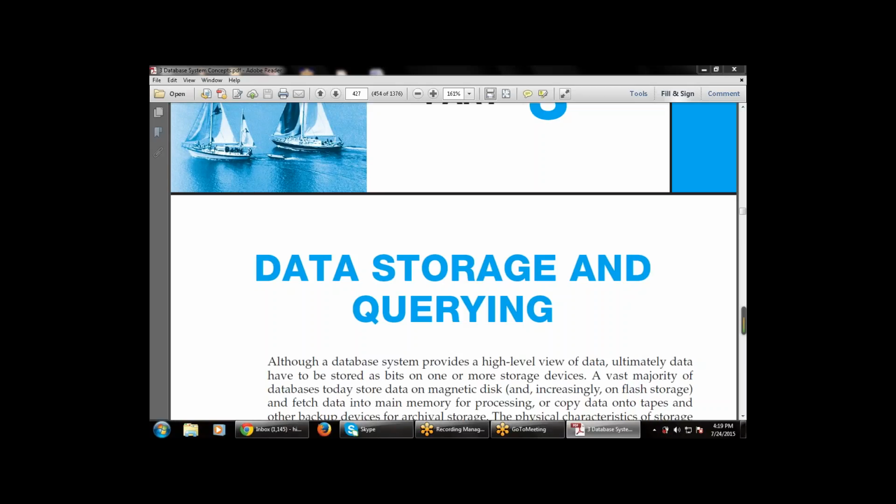Today I am going to continue with your same module, that is the database design concepts, and the same chapter, that is chapter number 10, the file structure and the storage, that is how to store the data and what is the file structure that is used in the storage.